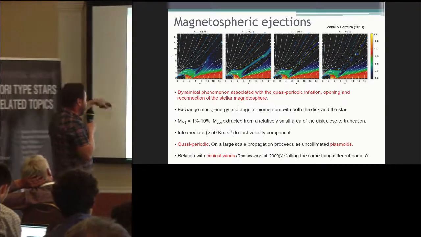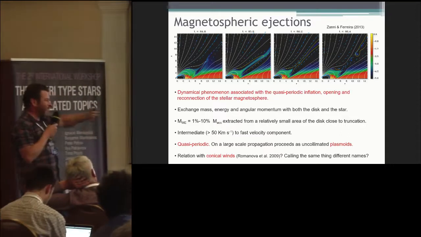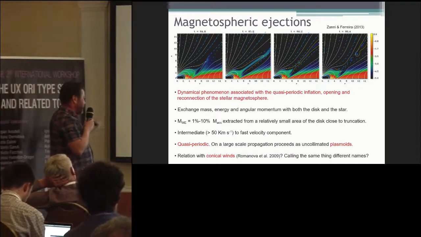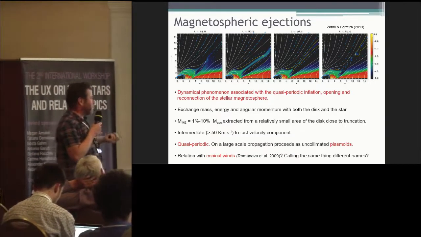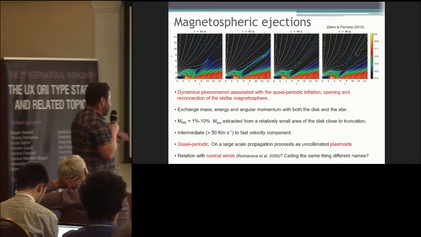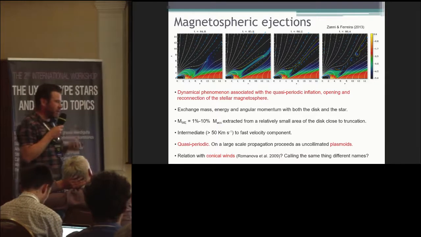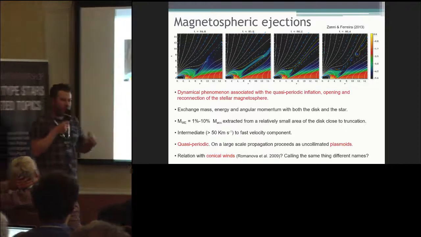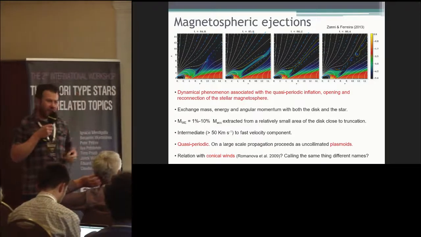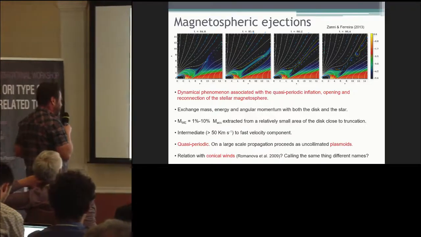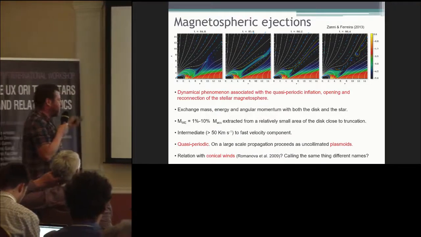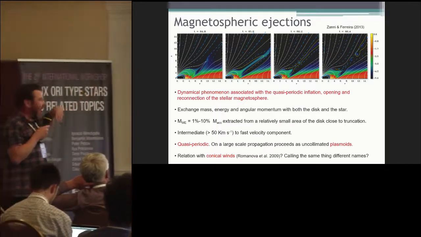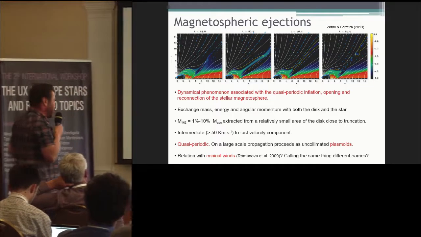Since they exploit magnetic field lines that still connect the star with the disk, they can exchange mass, energy and angular momentum with both. Typically, this is really model dependent, but they can extract between 1 and 10% of the mass accretion rate, but they extract it from a relatively tiny region located around truncation, more or less in the spirit of the X-wind, if that sounds familiar to you. They can be an intermediate to fast velocity component. This is really parameter dependent, but they can be as fast as the stellar wind in principle.